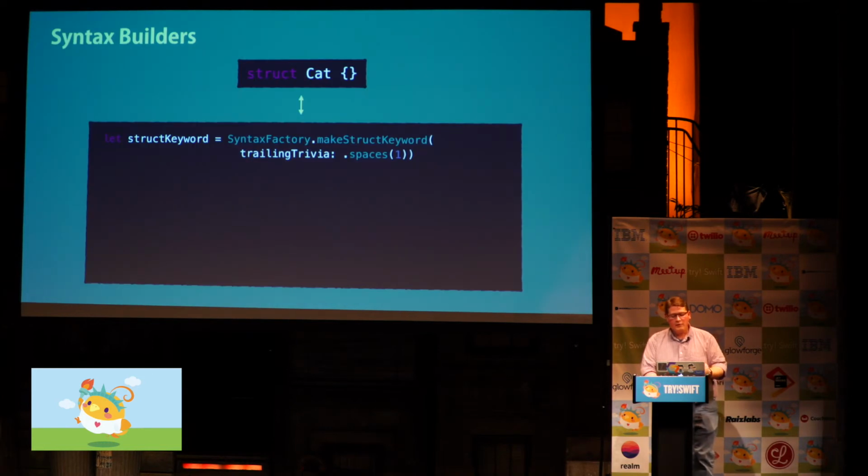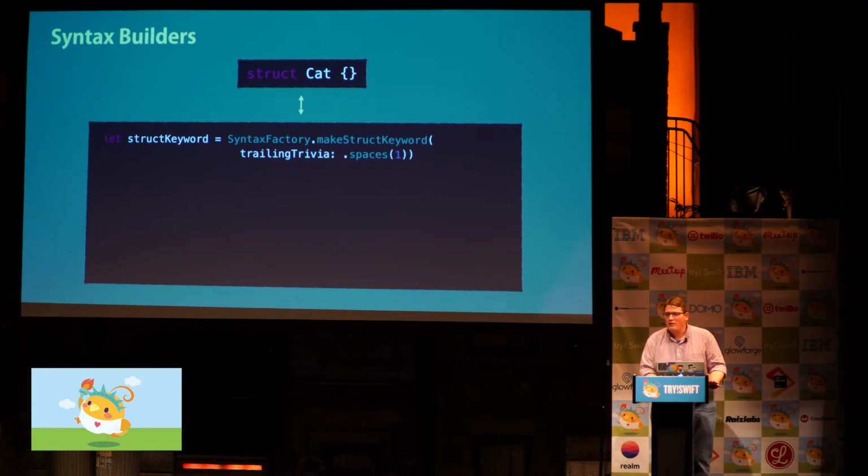So finally, we have the builders. Now, for each piece of syntax, there's a corresponding builder struct. They provide an incremental approach to building syntax nodes. So if we want to build that cat struct from before, we only need 4 tokens. We need the struct keyword, the cat identifier, and the 2 braces.